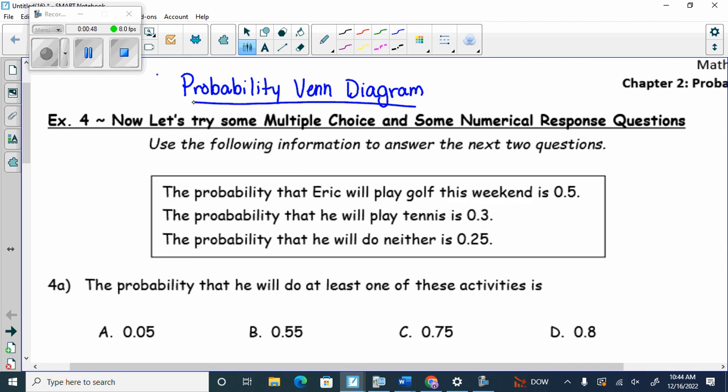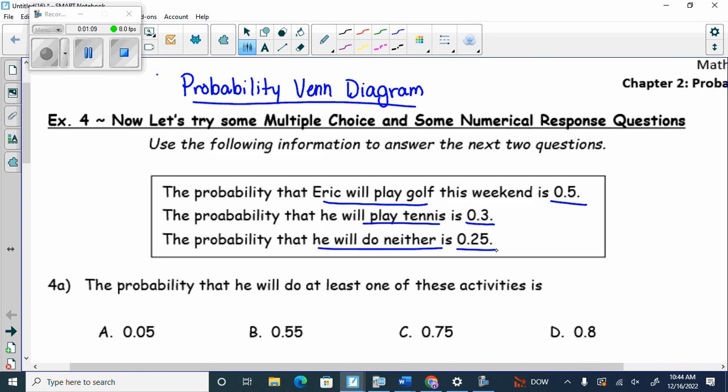It says, the probability that Eric will play golf this weekend is 0.5. So Eric playing golf, 0.5. The probability that Eric will play tennis, 0.3. The probability he will do neither is 0.25. Sounds like a Venn diagram to me.